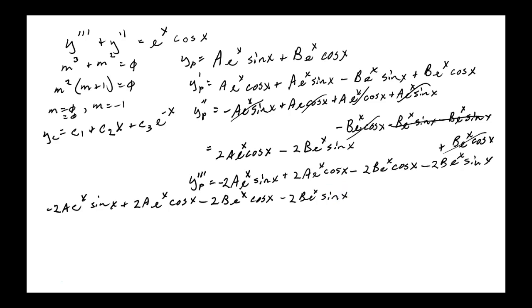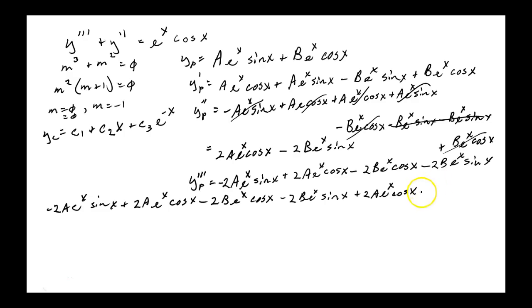y double prime just above it, and this is a plus 2a e to the x cosine x minus 2b e to the x sine x. And this is supposed to equal the right-hand side, which is e to the x cosine x. All right, let's see what we can do here.